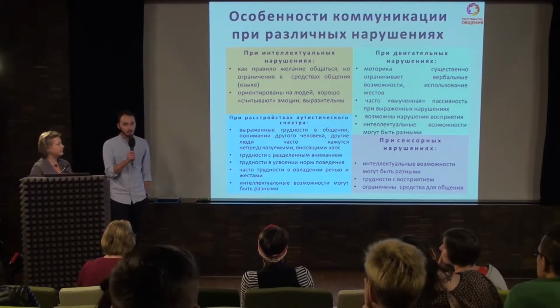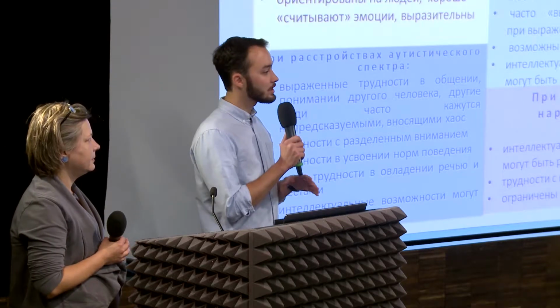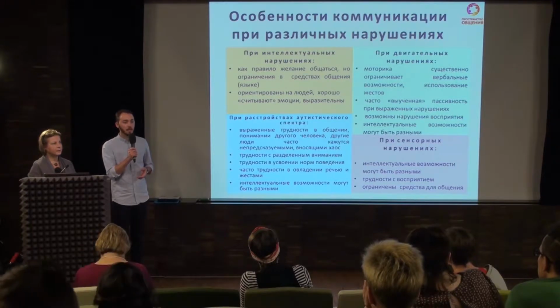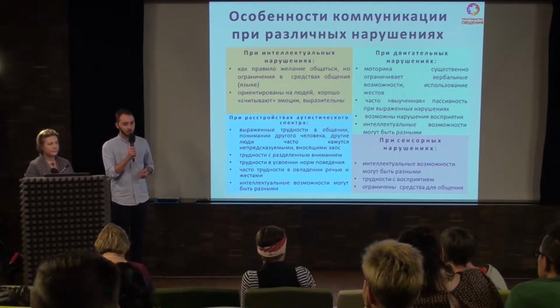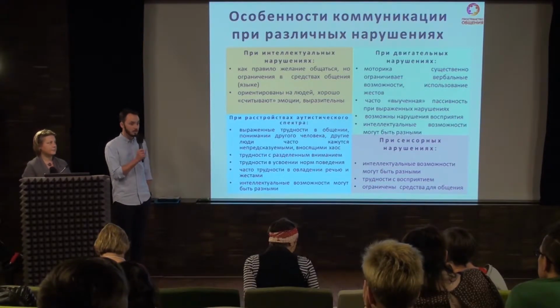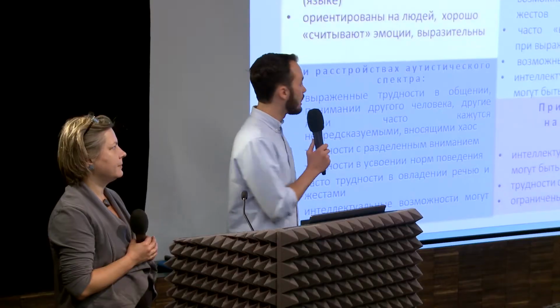Before we move on to alternative communication itself, we would like to highlight communication features and peculiarities in different conditions. There may be different forms of disabilities, but they can all be grouped into 4 categories. Number 1, learning disabilities. In those cases, people would like to communicate. They want to express themselves. They are able to grasp others' emotions, and they want to have an emotional contact. It's rather easy to establish this contact with them and to talk to them.